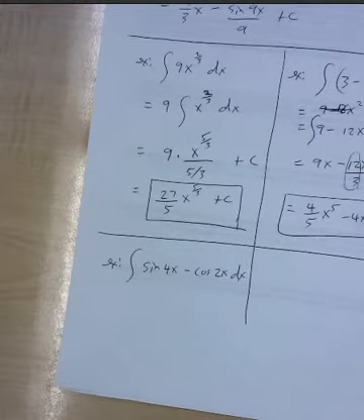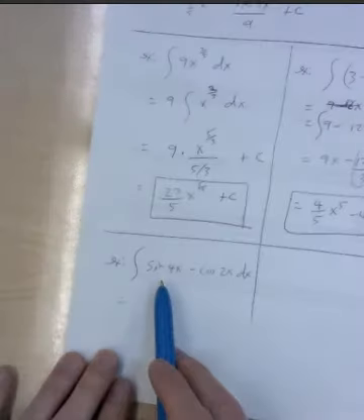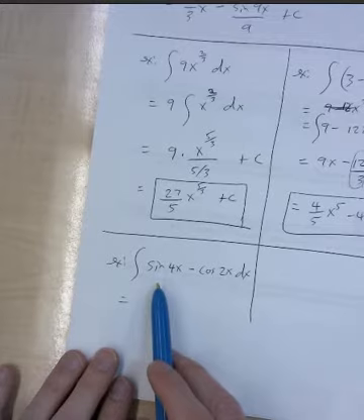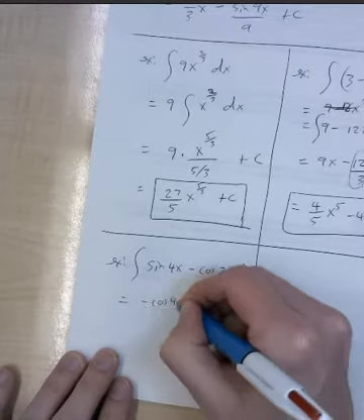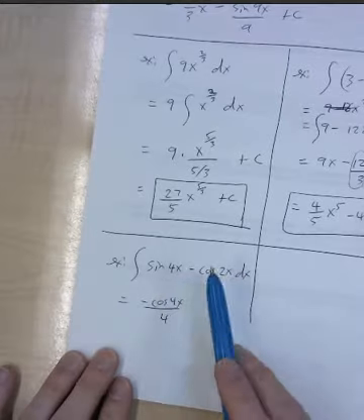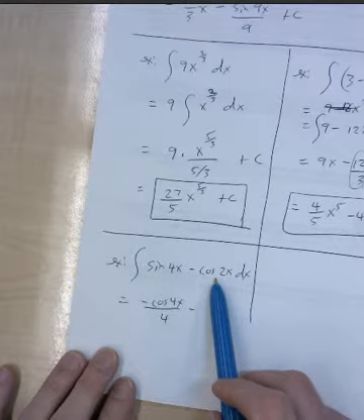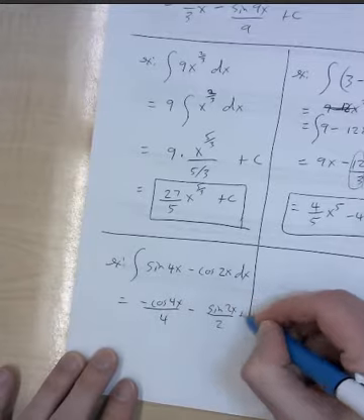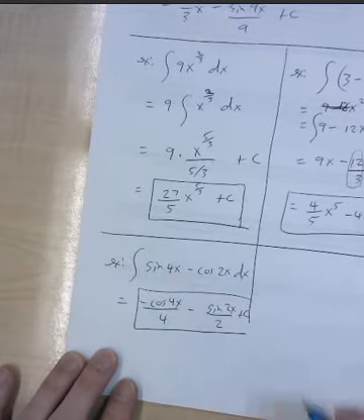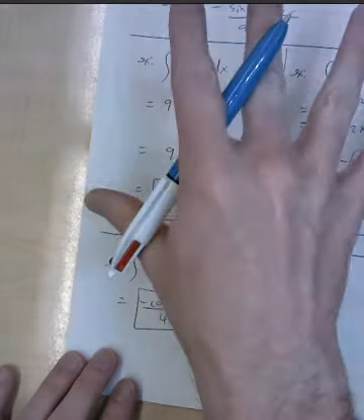Okay, are we done? All right, what did we get for the integral of sine of 4x? Negative cosine of 4x over 4. How about, we'll just put a minus sign here. What's the integral of cosine of 2x? Sine of 2x over 2. Sine of 2x over 2 plus c, and we're all done. How many got that correct? Okay, we're good? All right, nice.